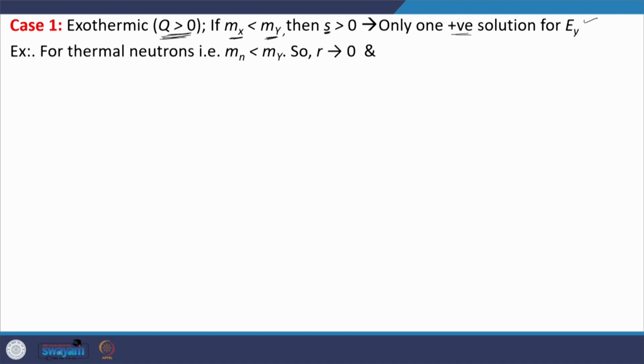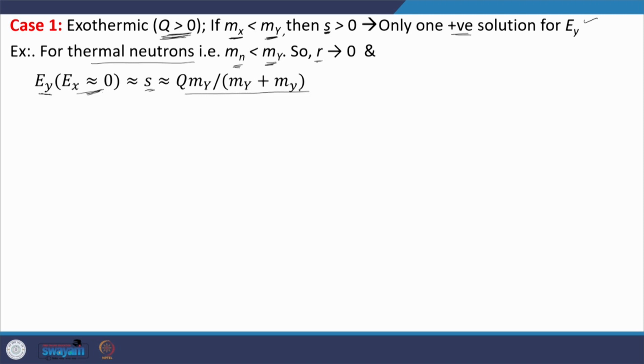Let us take an example of thermal neutrons. Of course, the mass of the neutron is much less than the mass of the product nucleus, and the value of r tends to 0, because the projectile energy is almost 0. For thermal neutrons, the energy is 0.025 electron volt, not even 1 electron volt, it is 25 milli electron volt. So it is almost 0. In that case the ejectile energy is nothing but the S value, and this gives rise to a formula involving the masses of the product entities small y and capital Y multiplied by the Q value of the nuclear reaction.